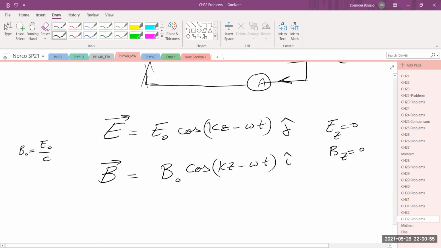Does this argument make sense to you guys? They didn't give us this. We deduced it from what we know in lecture.